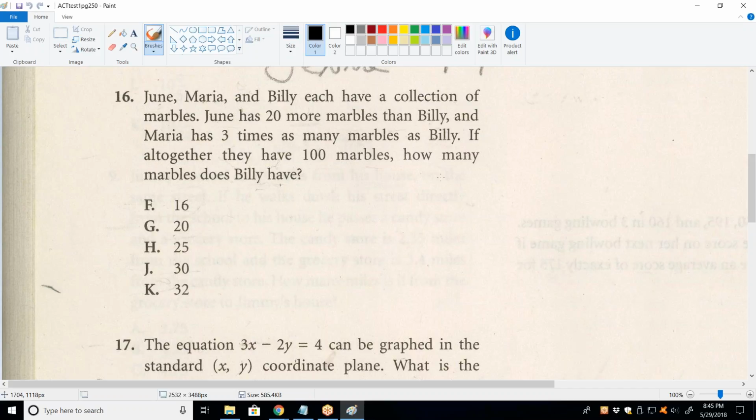And the key is how many marbles does Billy have? When the very last question is a simple question like that, then we can absolutely start with the answers and plug it in and see if it's correct. Not only that, but if we're wrong, we'll know whether we need to go lower or higher. So remember, these kind of problems are ideal for back solving. Now, if that last question said, what's the sum of Billy and June's marbles, then it wouldn't be a back solving problem.